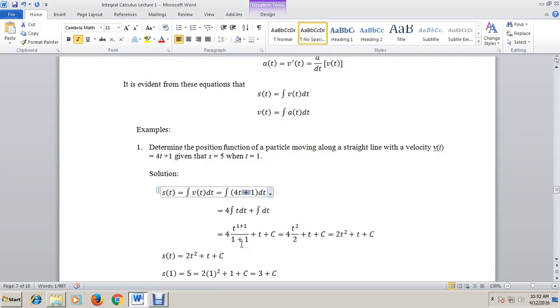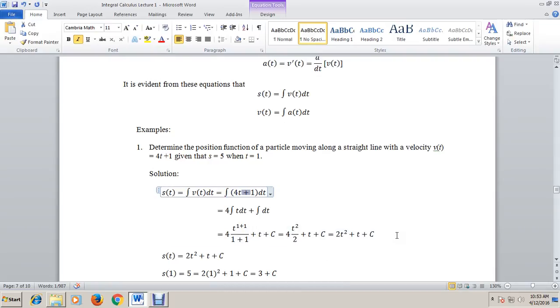Now, of course, we use the power formula: t raised to n plus 1 over n plus 1. So for our t dt, we have t raised to 1 plus 1 over 1 plus 1, and the integral of dt is t plus c. Now this results in 4t squared over 2 plus t plus c. Next, 4 divided by 2 is 2. So you have 2t squared plus t plus c.